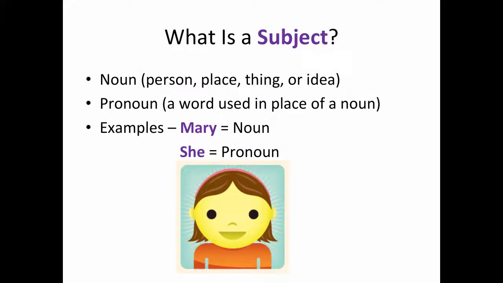Next, let's look at a subject. A simple subject is going to be either a noun or a pronoun. A noun is a person, place, thing, or idea. For example, Mary is a person. A pronoun is a word to replace the noun. So instead of using Mary, we could also use the word she to replace her name.